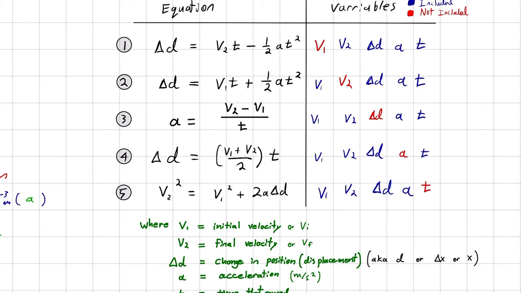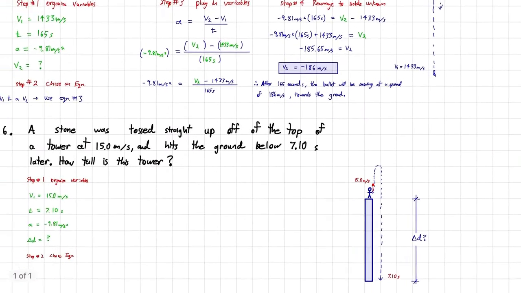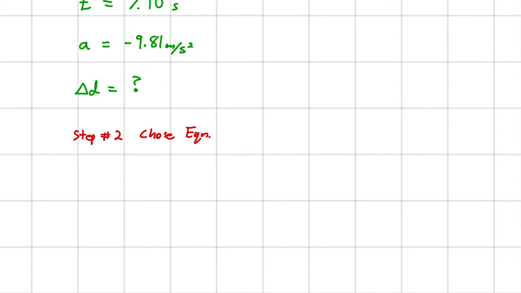So the equation that uses all of those is this one here, equation, as I've labeled it, number 2. Your textbook or your teacher might have different numbers corresponding to the equations, but what's important is the equation itself. So you see the variables it uses in the equation. So because we have v1, t, acceleration, and delta d, that means we're going to use equation 2.